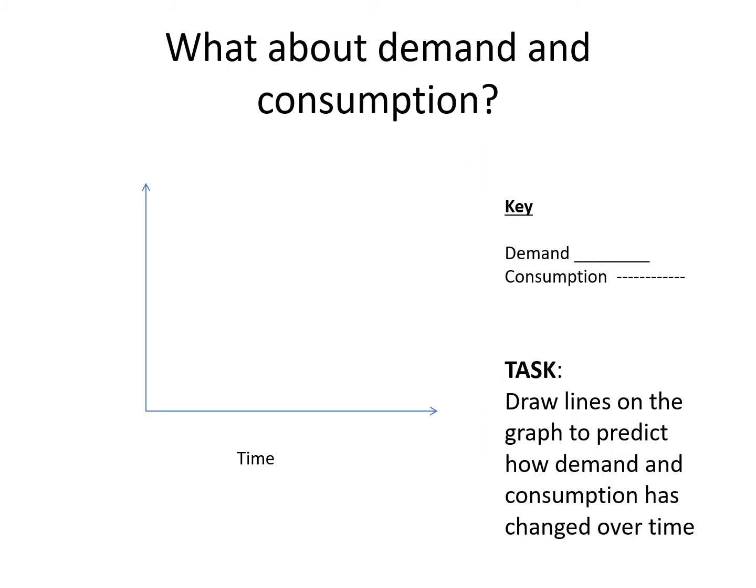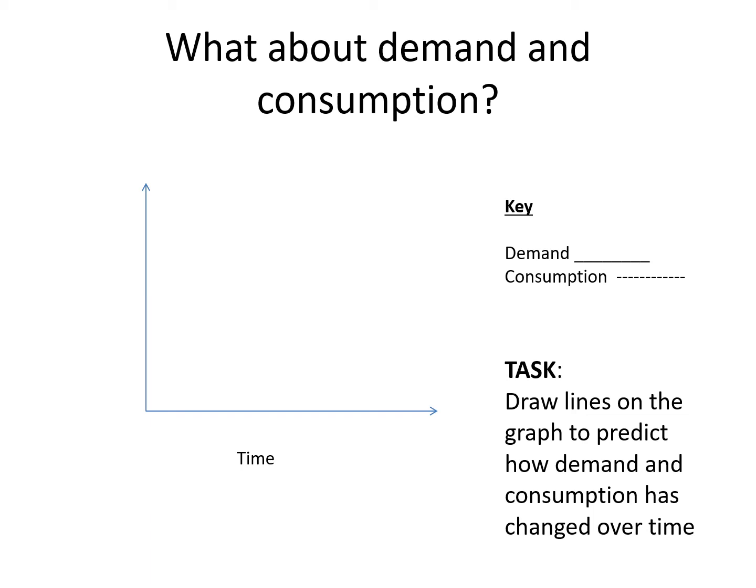Okay, what about demand? What about demand and what we want, and what about what we actually consume? I would like you in your book to do a quick sketch like that of that graph. You're having a guess here. How has demand changed over time? Demand is what we want. Has it gone up? Has it gone down? Has it stayed the same?